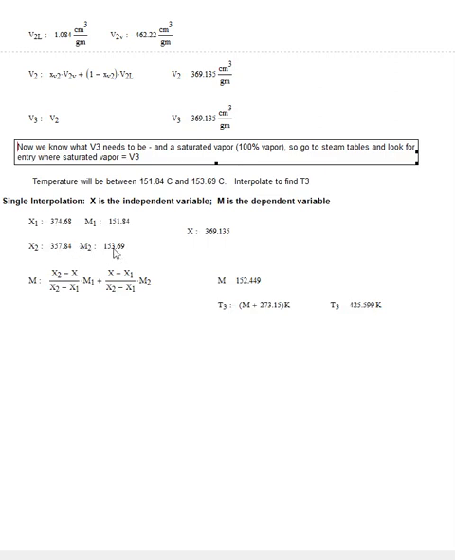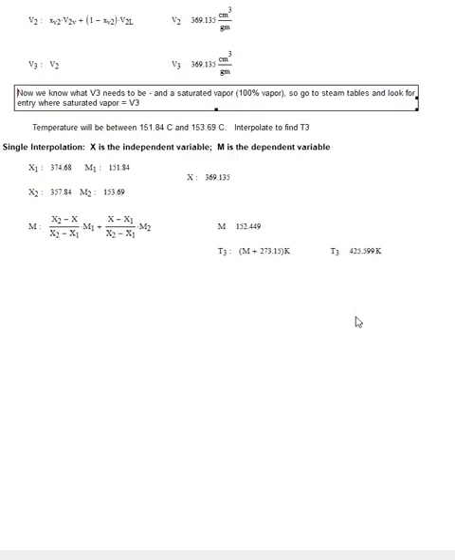All right, and this again is for the saturated vapor. So I interpolate. My actual molar volume is going to be 369.135. So X is my independent variable, M is my dependent variable, that's going to be temperature. And I solve, and the temperature is going to be 152.449 degrees C, or if I put it into Kelvin, about 425.6 Kelvin.